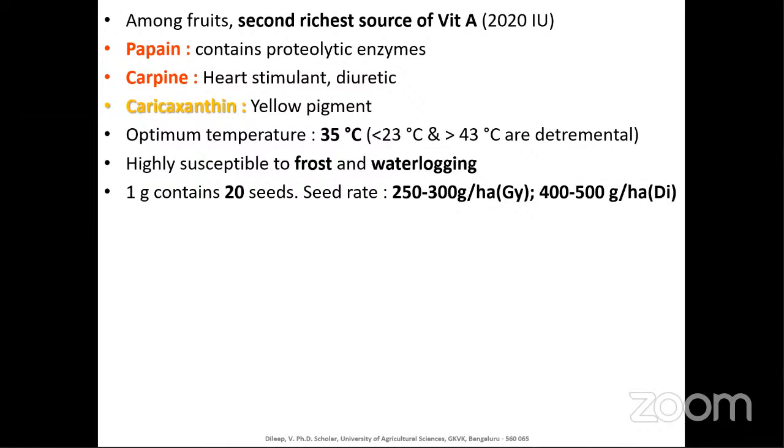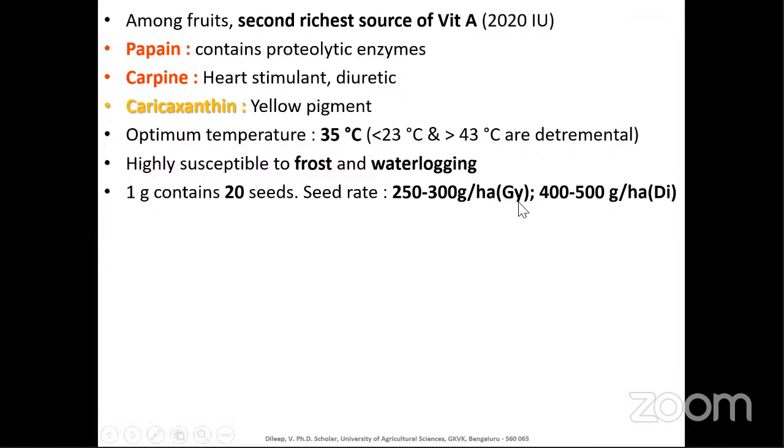One gram contains 20 seeds. The seed rates are around 250 to 300 gram for gynodioecious varieties, and 400 to 500 gram for dioecious varieties. So always remember, for dioecious varieties we require a higher seed rate. Why? Because in dioecious varieties the possibility is 50 to 50, that is 1 to 1. Half of them will be female plants and half will be male plants. The male plants will become unproductive, so the seed rate is almost double.